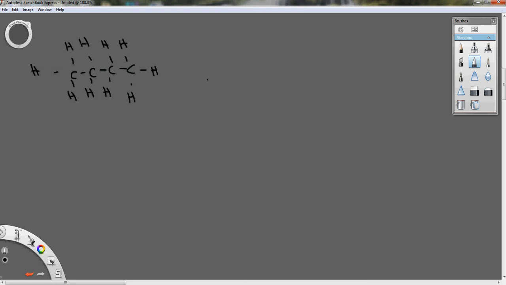Alright, so who has an idea of how to go about naming this? What's the first thing we should do? I'll give you a hint. You have to count how many carbon atoms there are. That's right, we count how many carbon atoms there are. You're so smart. 4 carbon atoms. So, if an organic molecule has 4 carbon atoms, its name is butane.